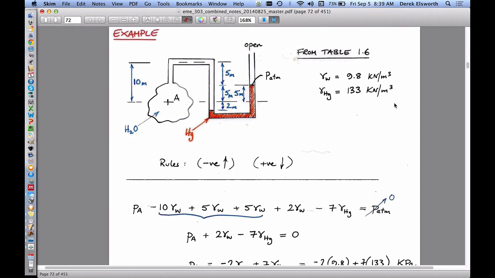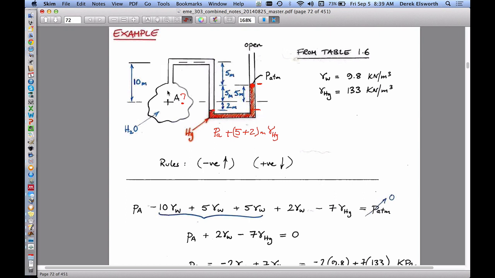So in this particular case, I've maybe done that backwards. But if we're solving this, I would know this value here. I don't know the value here. To do this, I would just write the expression starting from this point and ending up at this one. So it would just be P atmospheric. I'd go down to this point here where I know the pressure is going to be equal to adding 5 plus 2 meters multiplied by unit weight of mercury. Gets me here.